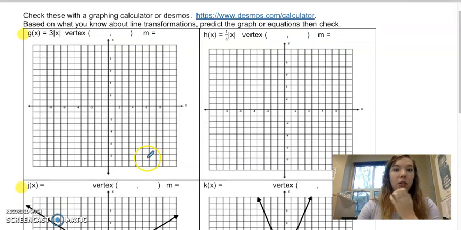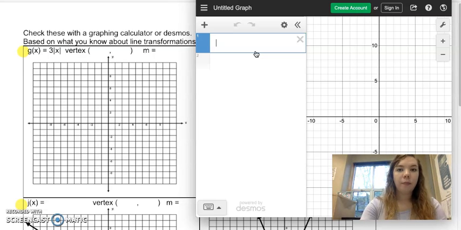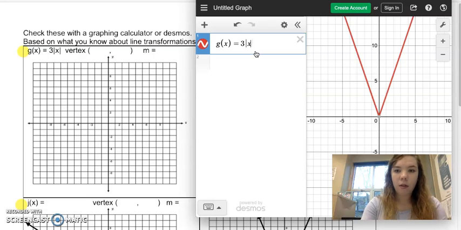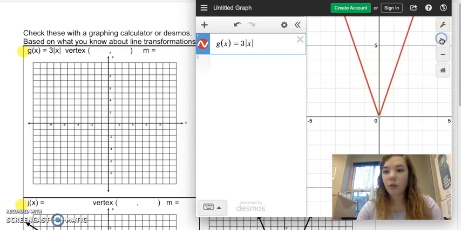All right, it says check these with a graphing calculator or Desmos. Based on what you know about line transformations, predict the graph or equation and then check. All right, so I have Desmos pulled up here. It's just desmos.com so that I can type in what it's asking. So g of x equals 3 times the absolute value of x. And then you can zoom in, out, whatever you need on these.